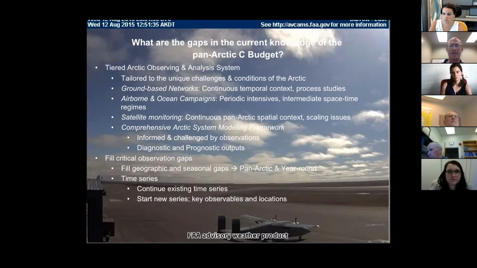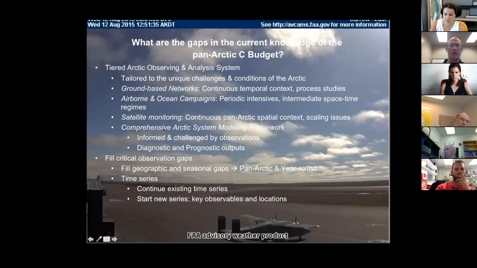And the idea here is it's not just observations, but we really do need to have something that has a tailored analysis system on the back end, as was shown in the cyclic graph that Emily presented earlier. Tailored obviously to the unique challenges and conditions of the Arctic, linking together ground-based, airborne and ocean campaigns, and satellite monitoring to get at the observational data aspect of things.